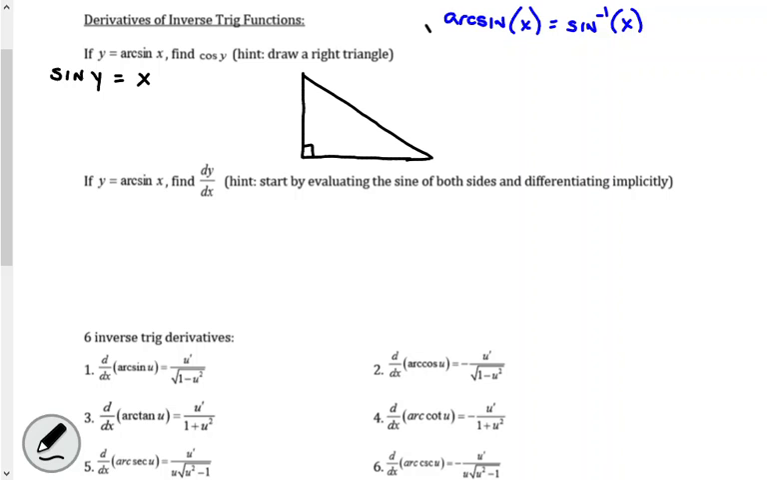Okay, now, if sine of y equals x, then let's make y our angle. And then label the sides of my triangle. This side right here would be opposite, which is x, and then the hypotenuse would be 1, right? Okay. Help me find this bottom side.